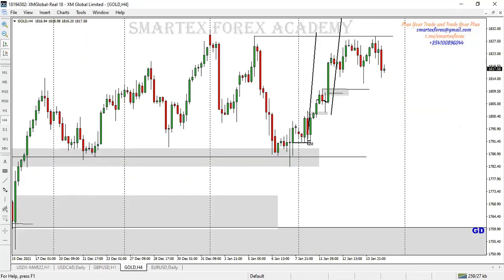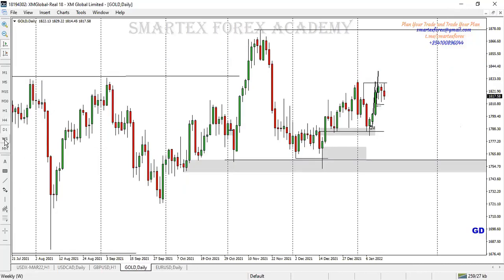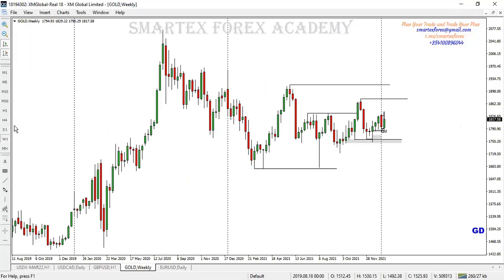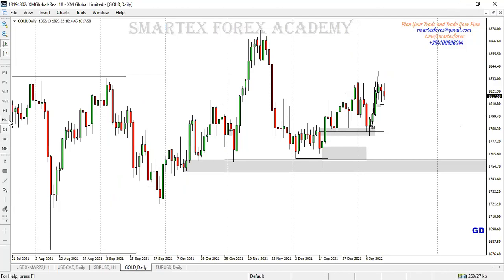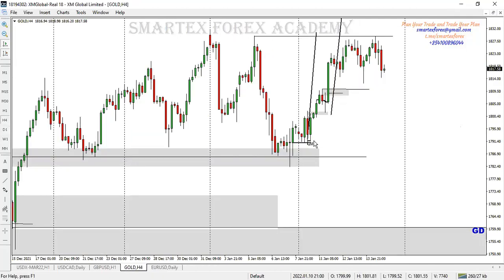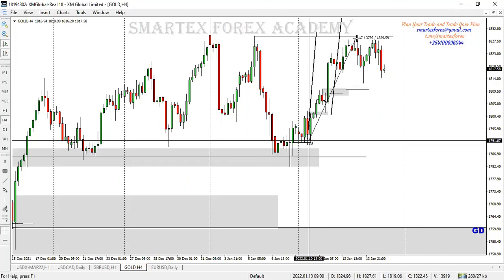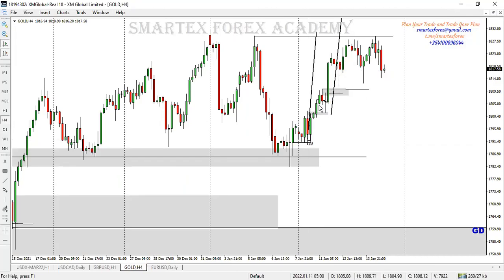The next pair is gold. Gold was still bullish, to give us nice moves last week. All these ones up to that time. That was late. Okay, let's see what we have this week.